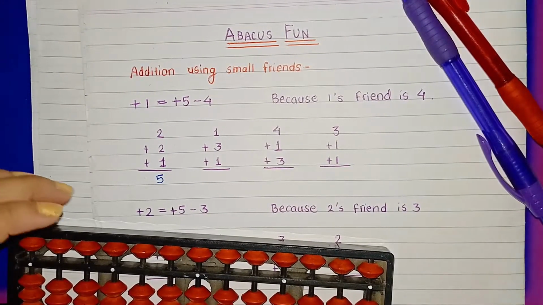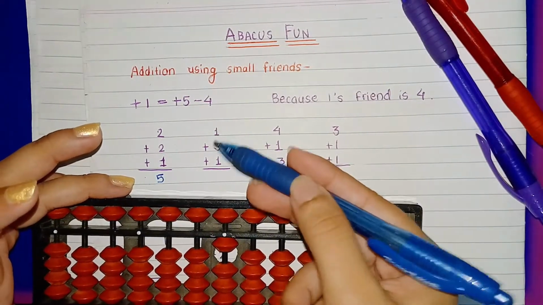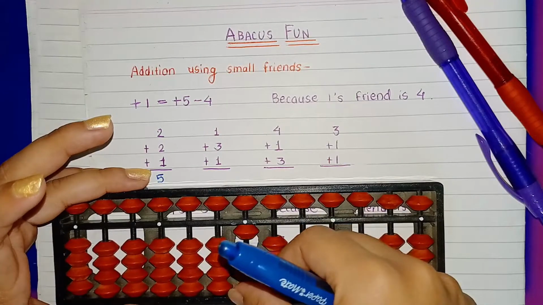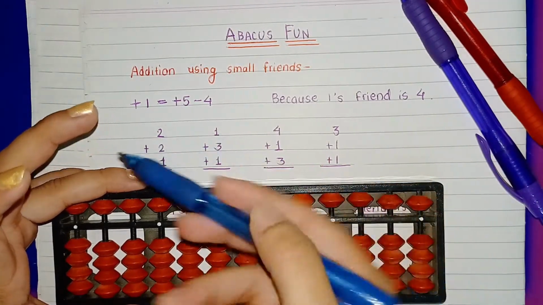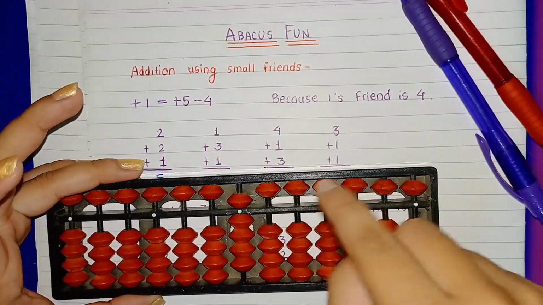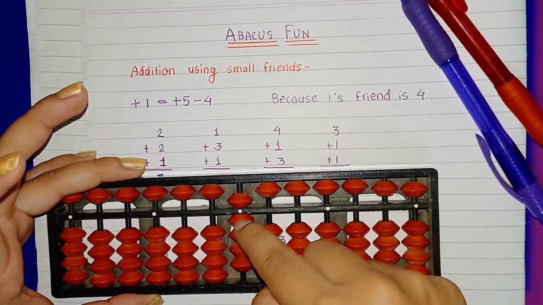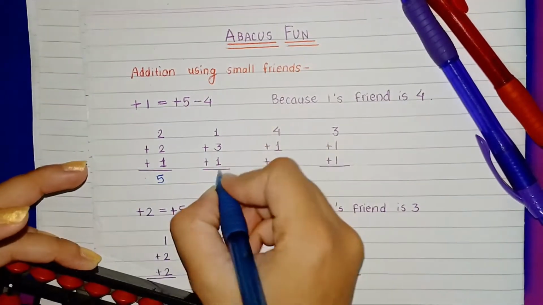Now let's see the second sum. Add 1. Then add 3. Add 3. Okay. Then we have to add 1. Similar as previous one. That is, we have to add the boss and subtract the friend of 1. What is one's friend? 4. So we get the answer 5.